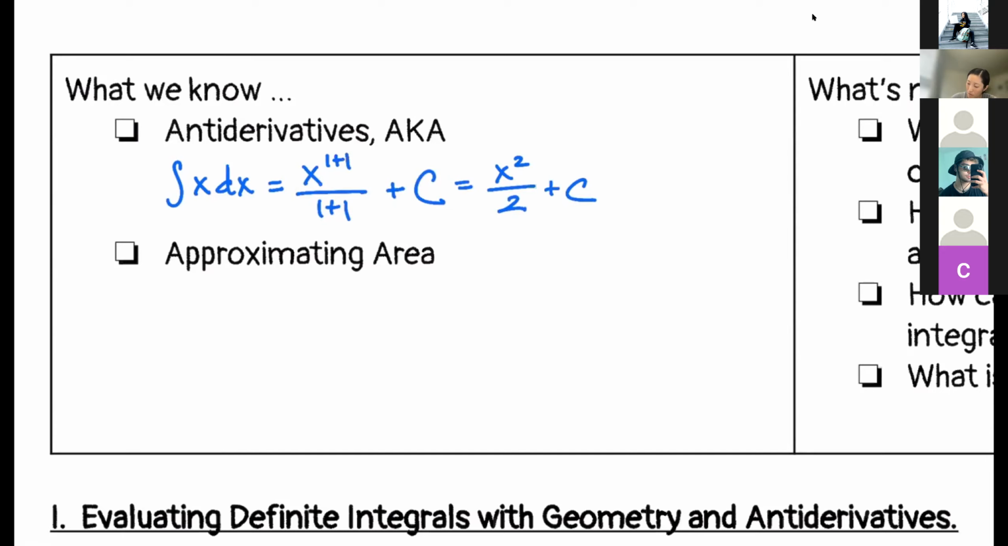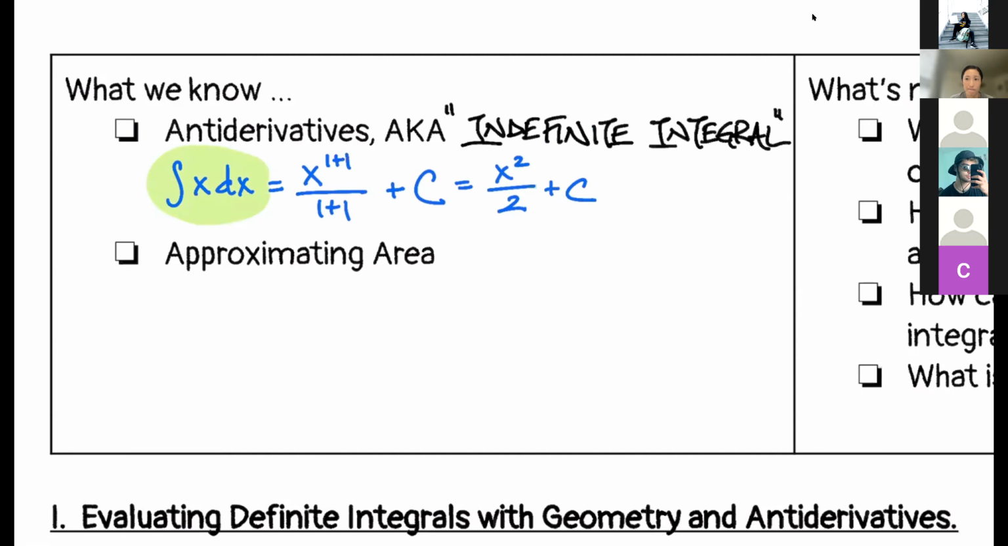But another word for antiderivatives, so when we see something that looks like this, we sometimes call it the indefinite integral. Okay, so you might hear someone say, hey, find the antiderivative. But more likely than not, you will hear someone say, find the indefinite integral. Okay, those two words mean the same thing.